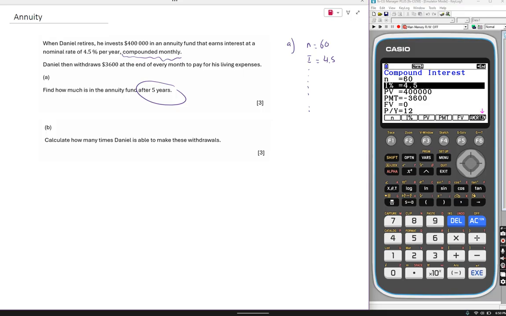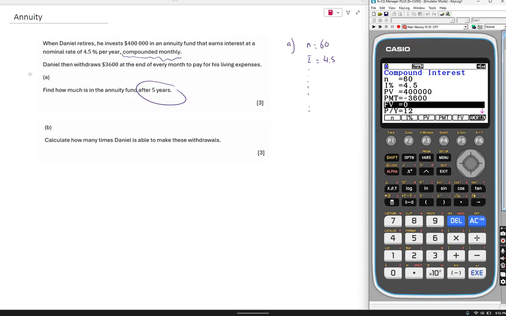Okay, coming back to this, interest rate is 4.5% per year. In my calculator, you just keep it as the annual interest rate. Present value is 400,000. It's positive. You have to be a bit careful with the positives and negatives. I'll explain it again in a second and I'll show you two different ways. But he is putting in 400,000, so we're keeping that as positive 400,000. The payment is negative 3,600 because he's taking $3,600 out. So he is subtracting, he's taking that out.